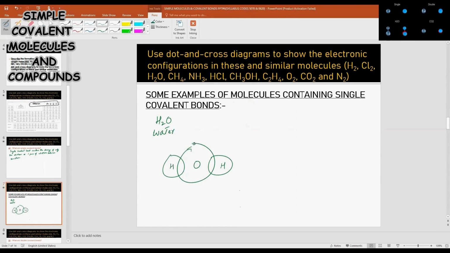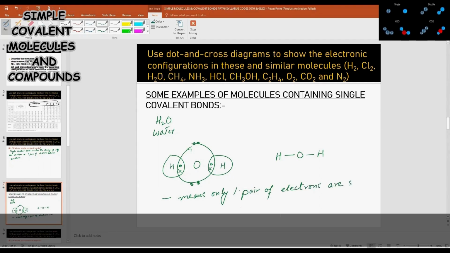I'm using dots for oxygen here: 1, 2, 3, 4, 5, 6. Hydrogen: 1, 1. You see only 1 pair of electrons is shared. So the displayed formula for this will be like this, H-O-H. This indicates only 1 pair of electrons is shared. The single dash line means only 1 pair of electrons is shared.